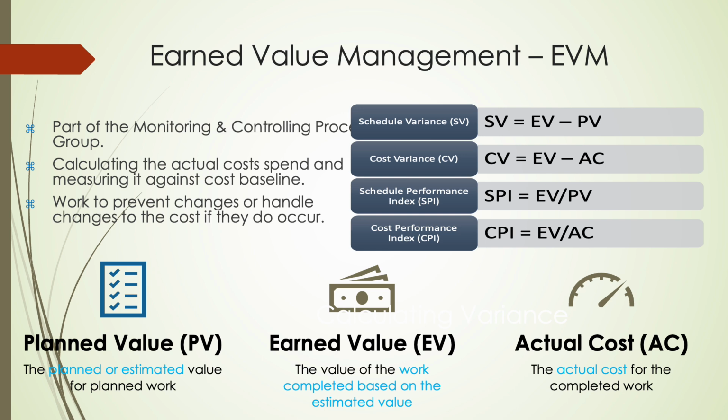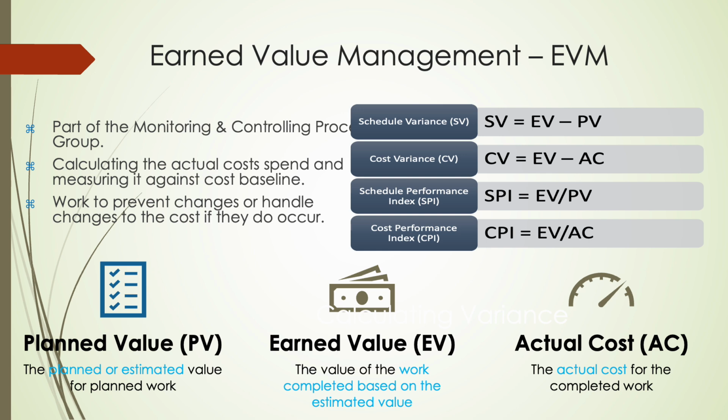To monitor project performance, we use variance calculations based on planned value, earned value, and actual cost. There are 4 key formulas. Schedule variance tells us if we're ahead or behind schedule. It is equal to earned value minus planned value. Cost variance tells us if we're under or over budget. It is equal to earned value minus actual cost.